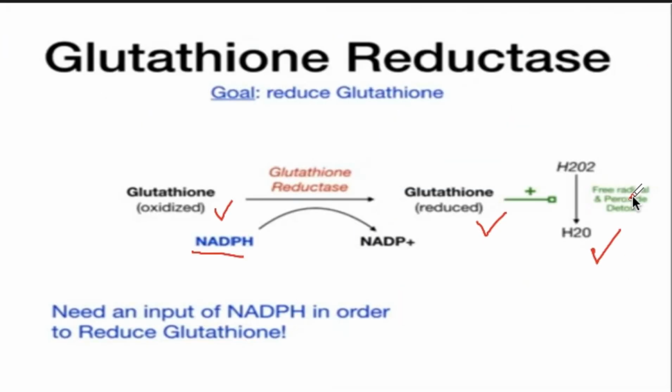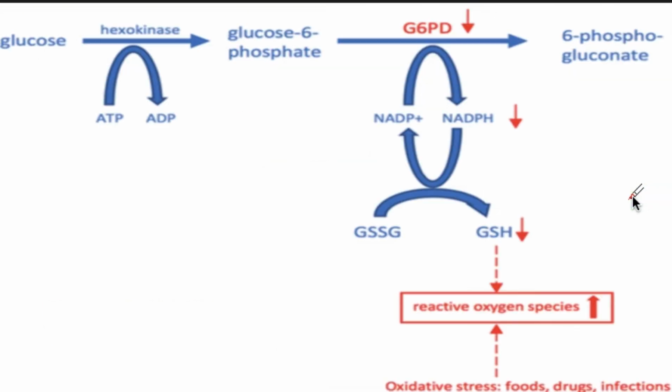So this implies that in individuals who are G6PD deficient, there will be low levels of NADPH. This further implies that there will be low levels of reduced glutathione, which causes more oxidative radicals to build up in the body. And this results in RBC, red blood cells, destruction.